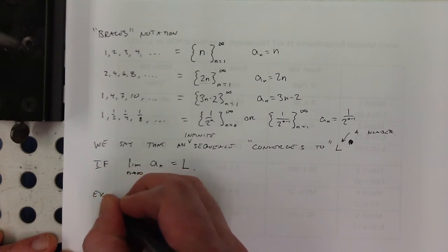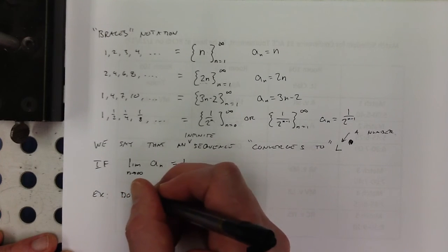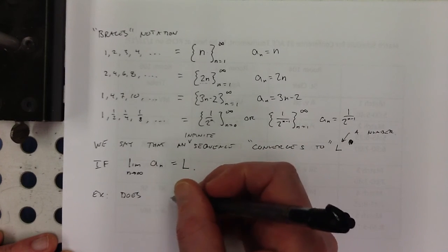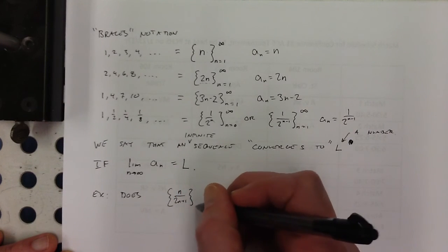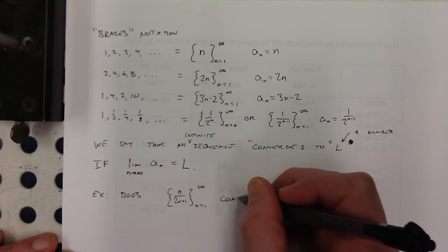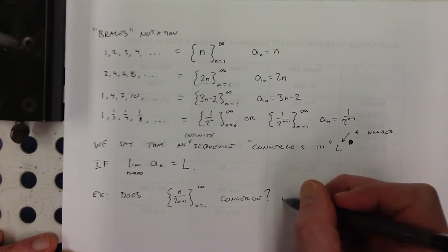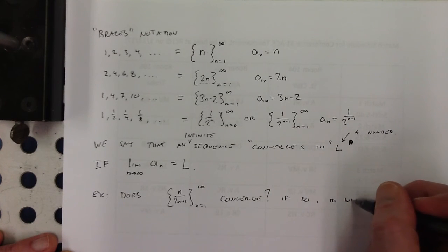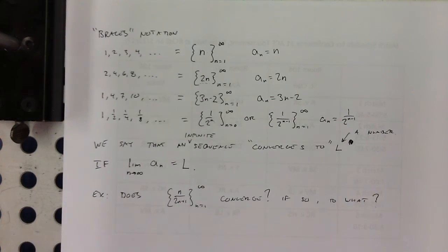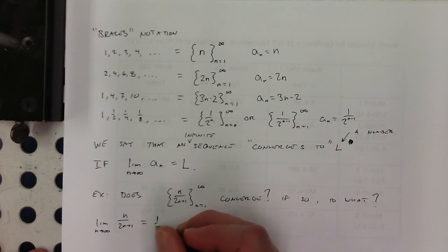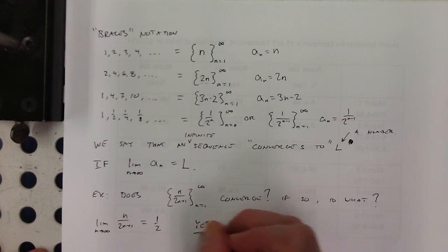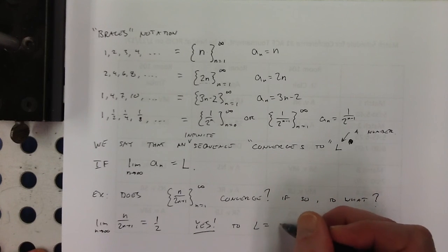So we could ask, for example, does the sequence n over 2n plus 1 converge, and if so, to what does it converge? So very simply, we just need to find the limit as n approaches infinity of n over 2n plus 1. Highest power, top and bottom, is 1. So that's 1 half. So we say, yes, it converges to 1 half.